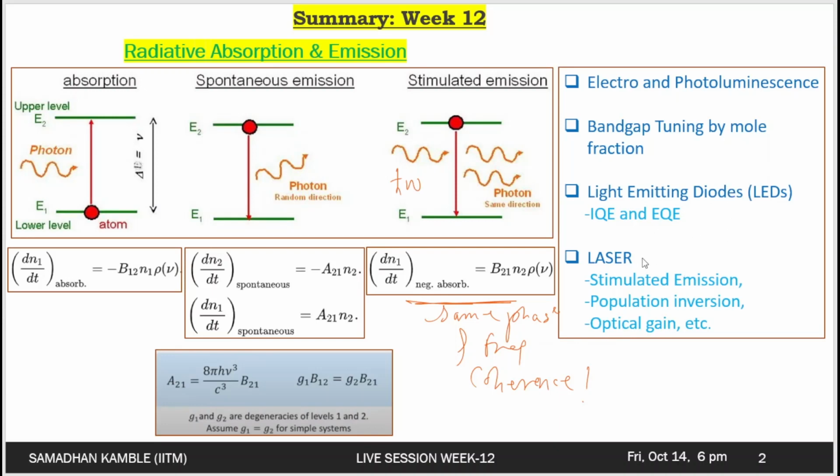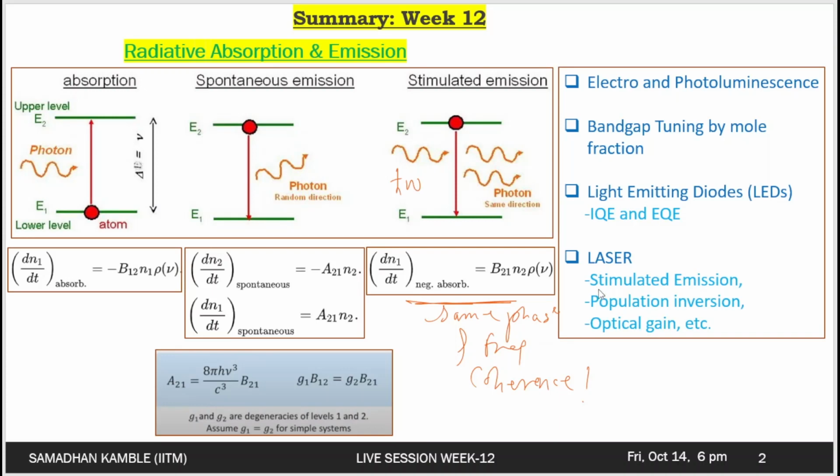After that, we moved finally to the lasers, which is an acronym for light amplification by stimulated emission of radiation, in which we saw the prerequisites or necessary conditions for lasing action: stimulated emission, the inversion of population, in which the number of electrons in the higher state is more than the lower state, and also the optical gain and pumping mechanisms that are necessary for the lasing action.